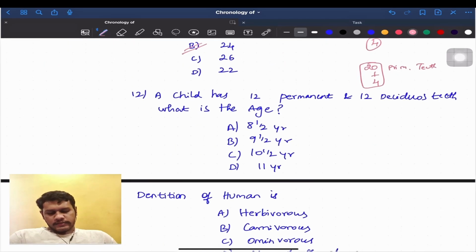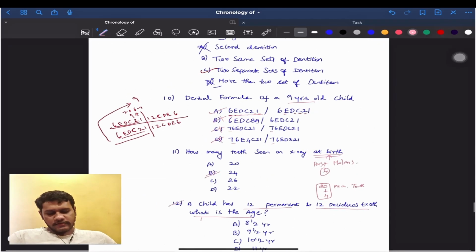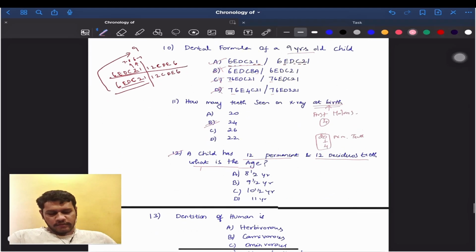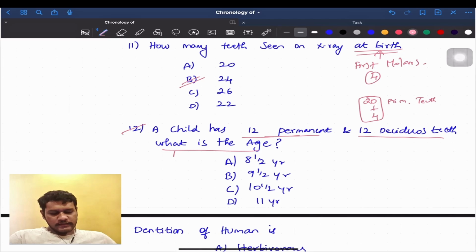Next question: a child has 12 permanent and 12 deciduous teeth. What is the age? This is a nice question they ask. In the earlier question, they gave the age and you had to find the formula. In this question, they have given the teeth which are present, and you have to guess the age. Simply, you see the options.